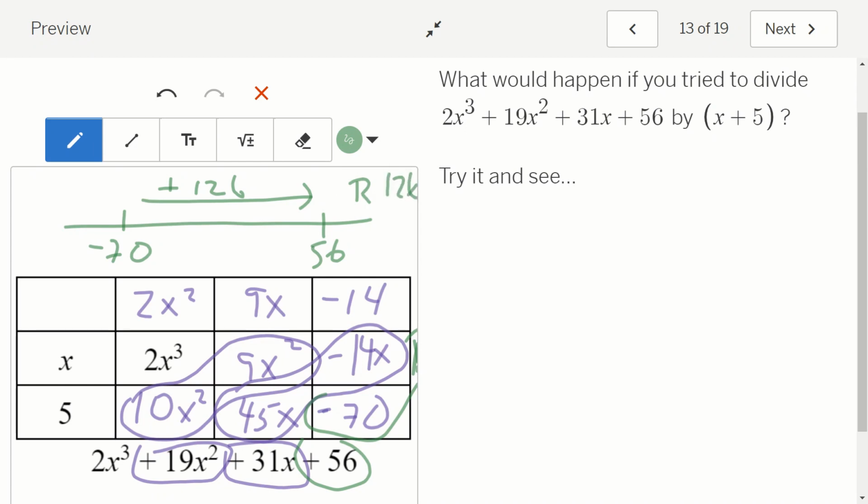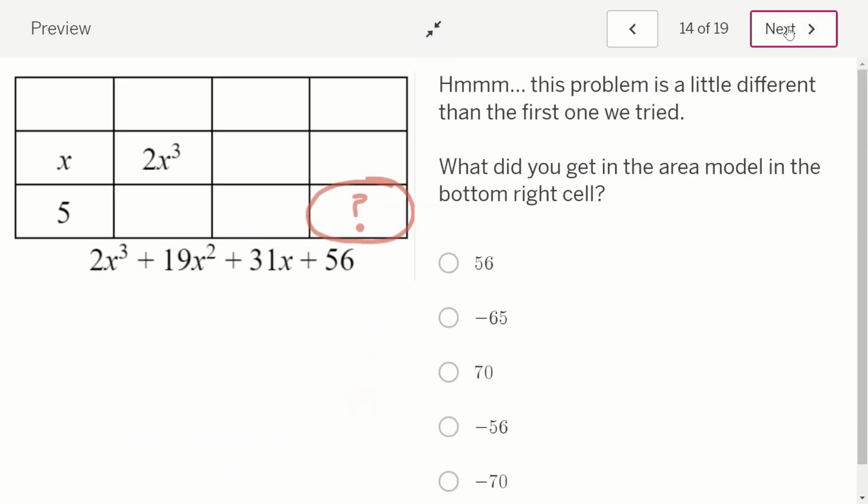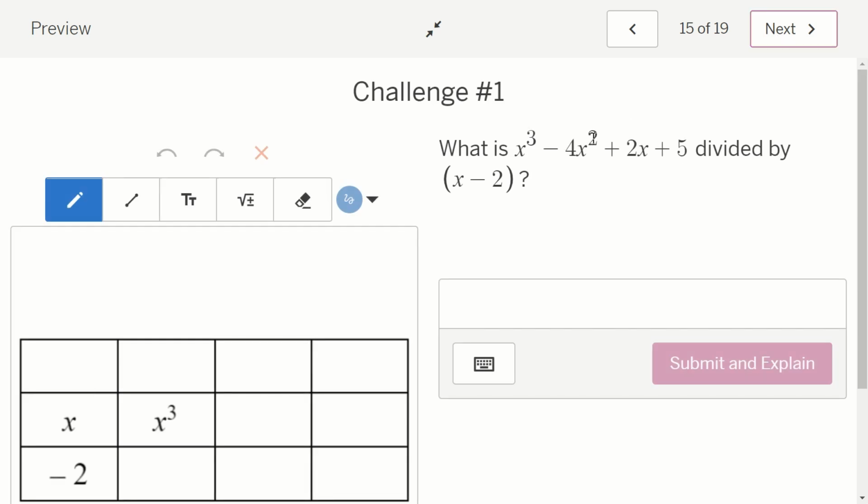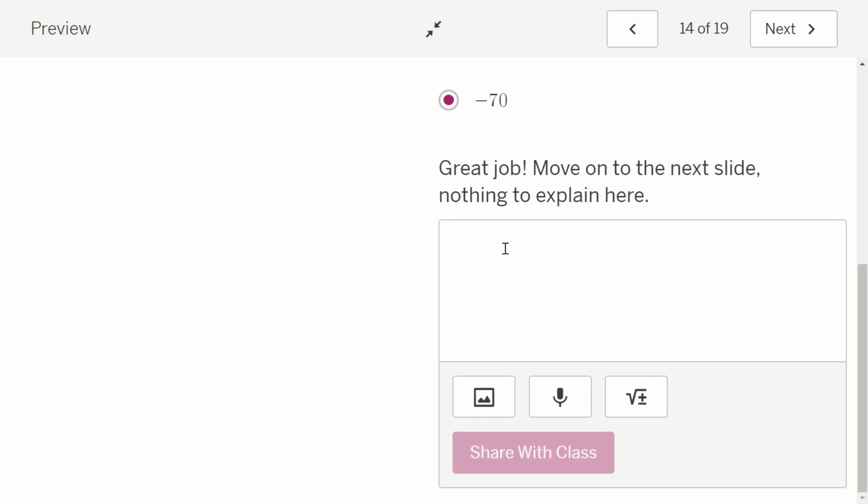I'm going to have you write it a different way, so just pay attention to what I have you do. So the problem is a little different. What did you get in the area model in that bottom right cell where we got the negative 70? Move on. There's nothing to explain. Okay. I'm going to type in there what I want you to write.